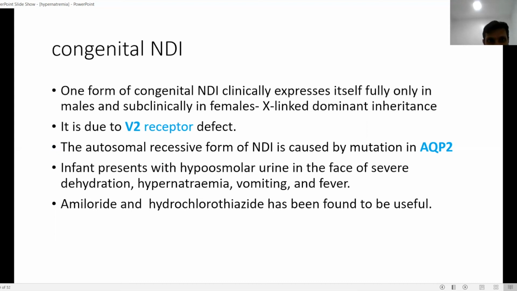Congenital nephrogenic diabetes insipidus clinically expresses itself fully only in males and subclinically in females. It is X-linked inheritance. The major defect lies in the V2 receptor. The autosomal recessive form of nephrogenic diabetes insipidus is caused by mutation of the aquaporin channels. The infants present with hyposmolar urine in the face of severe dehydration, hypernatremia, and vomiting.